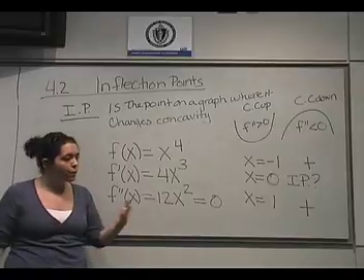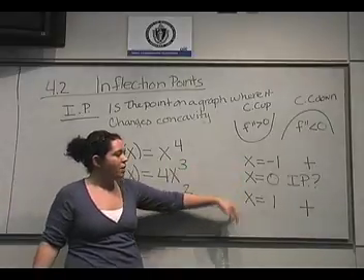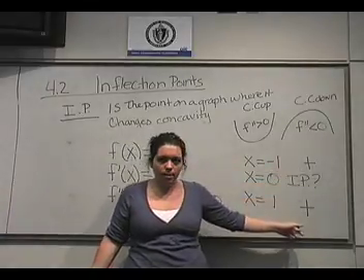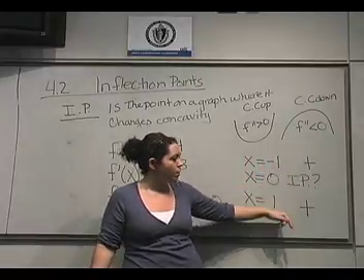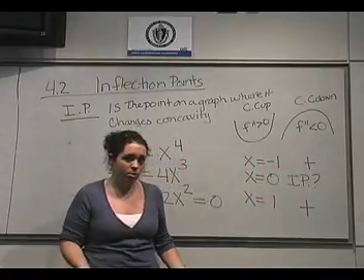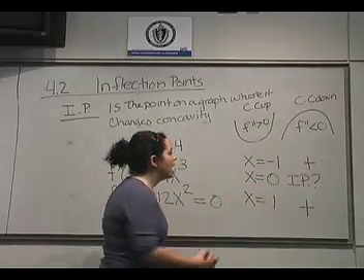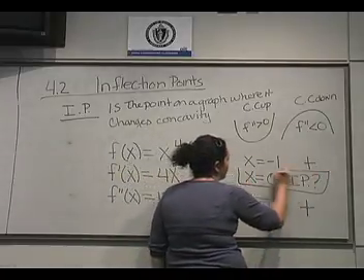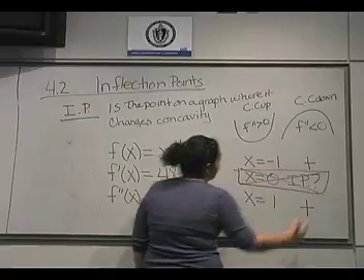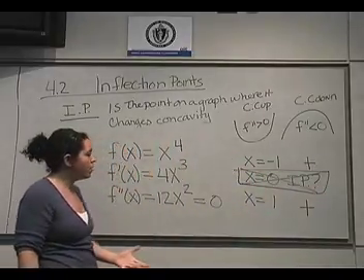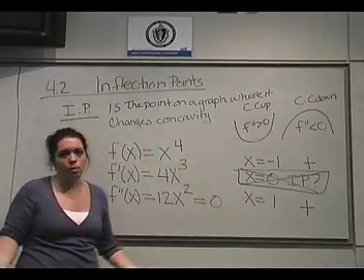And then when I plug in 1, 1 squared times 12 is also 12, so it's also positive. So here, unfortunately, we did not change signs. We went from positive to positive when we checked to the left and to the right, which means it's not an inflection point. Just like if it had gone from negative to negative, if it does not change, it's not an inflection point. Okay, so it's a trick.